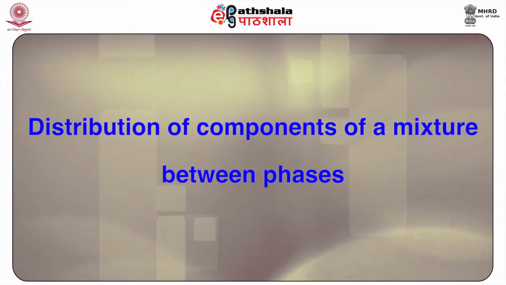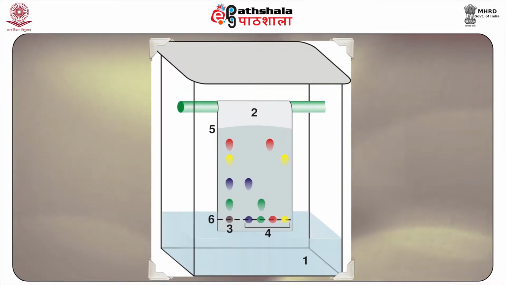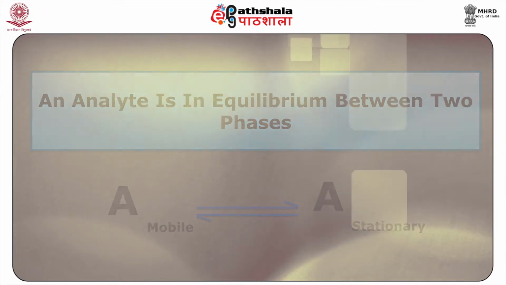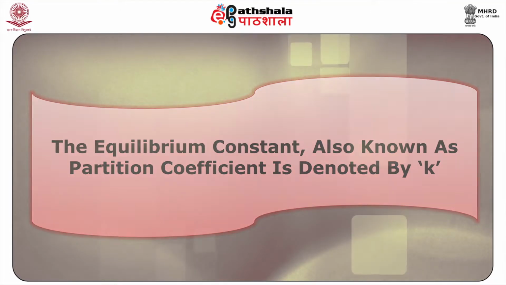Moving on to distribution of components of a mixture between phases. The distribution of components of a mixture or analytes between phases is a simple reaction. An analyte is in a state of equilibrium between the two phases, that is, analyte in mobile phase is in equilibrium with analyte in stationary phase. The equilibrium constant, which is also known as partition coefficient, denoted by K, is defined as the analyte's molar concentration in stationary phase divided by the analyte's molar concentration in mobile phase.